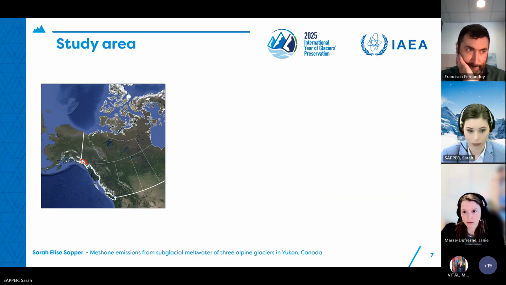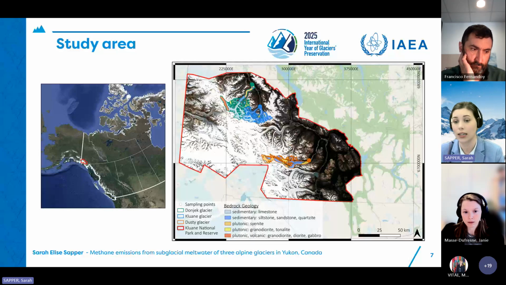So the study area, you can see the small rectangle here in the very northwest of Canada, Yukon, the St. Elias ice field, which is the largest mass of ice outside the polar regions. And we picked, kind of randomly, 3 glaciers to study from north to south. They're called Donjek Glacier, Kluane Glacier, and Dusty Glacier. And I've highlighted them here in green, blue, and orange.